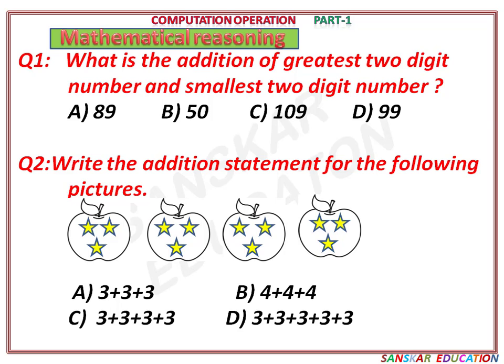You can pause the video and solve it properly. Find out your answer and then check your answer with the given answer whether it is correct or not. What is the addition of greatest 2-digit number and smallest 2-digit number? Options are 89, 50, 109, 99. Option C is the correct answer.